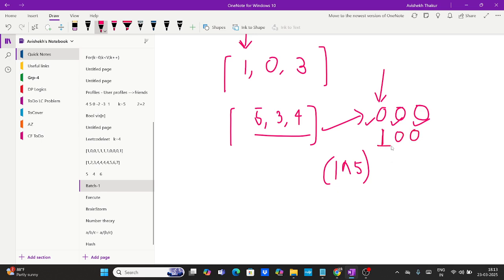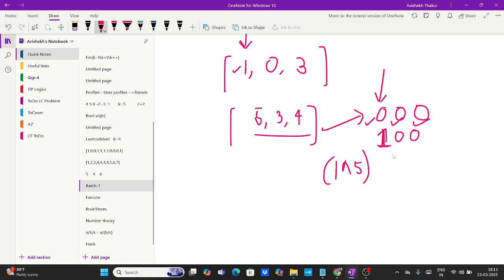This 0 will be converted to 1. Okay. Now, what do you mean by 1? 1 is this element has been taken by someone else. Make sense? Okay. Now, I'm done with 1 for this.